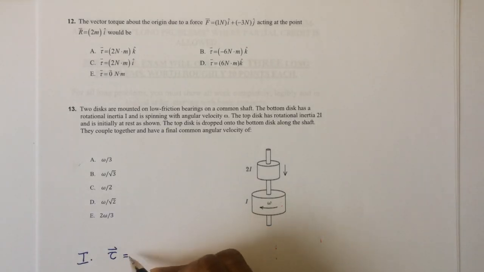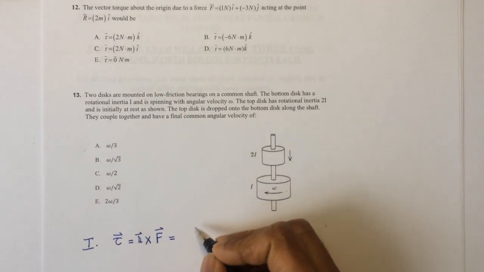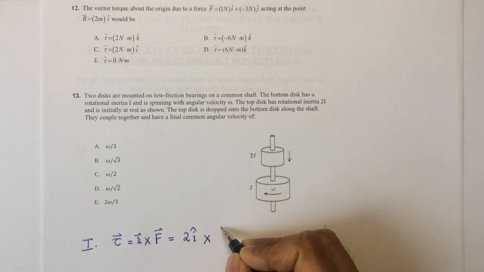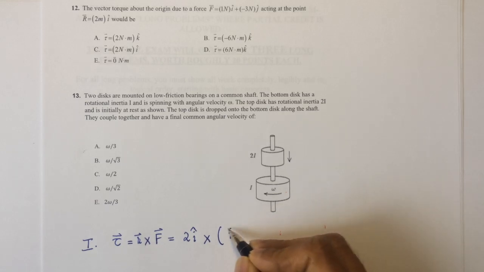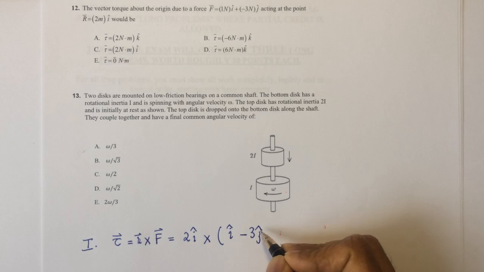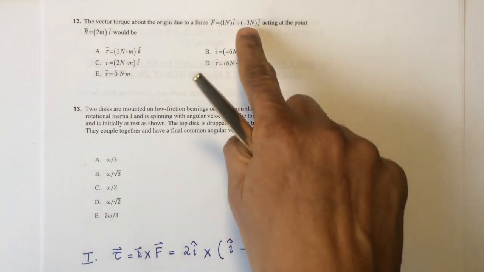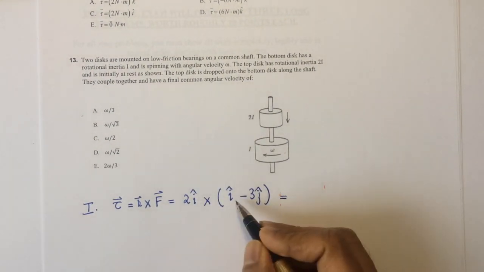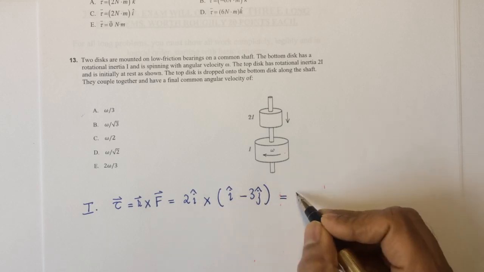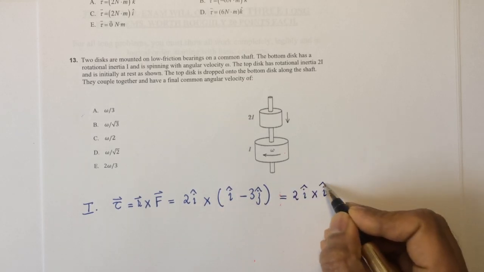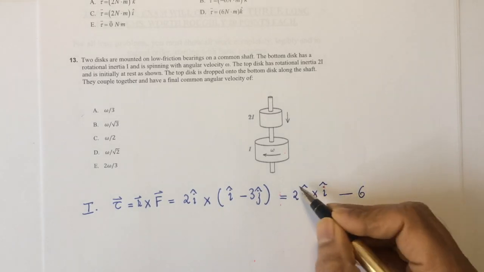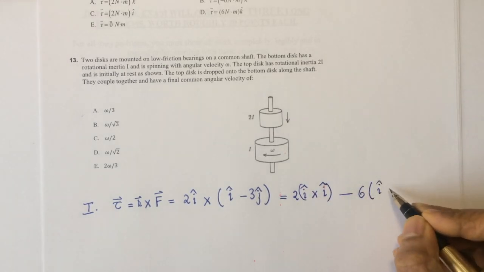So torque equals R cross F. Now for simple problems like this, a viable strategy is to simply do the problem. I'll leave out the units. It's 2i hat cross i hat minus 3j hat. That's what I have for R cross F from the problem description. One option is to simply work this out. 2 times i hat cross i hat minus 6 times, let's put this in brackets, i hat cross j hat.